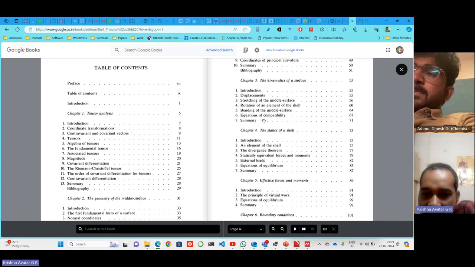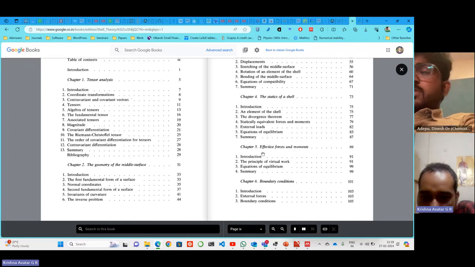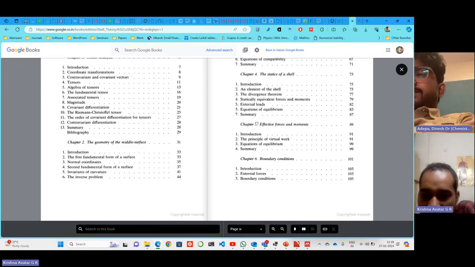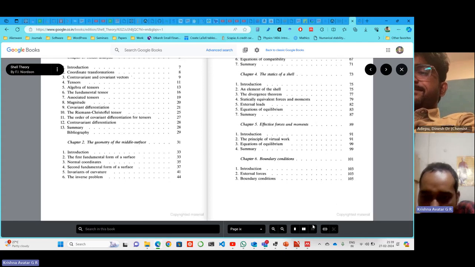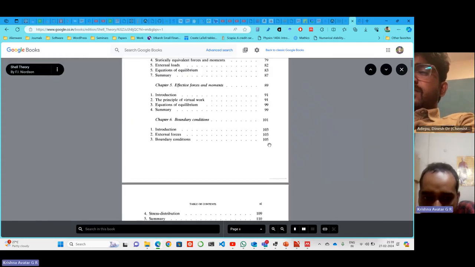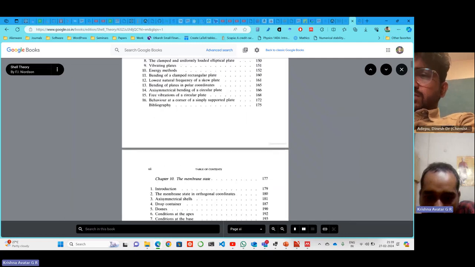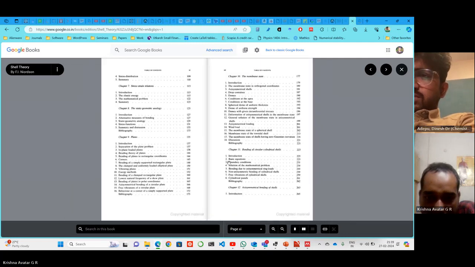Then we have kinematics of surface. This we have already seen, the stretching and bending part. Then statics of a shell, effective forces and moments. We don't need to do this. All that we need to do is, I hope, okay, he has not given more material, it seems. I will not go beyond. Okay, it's possible. Okay.